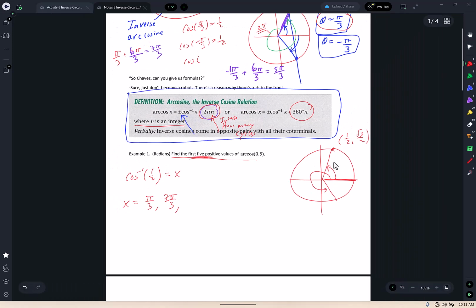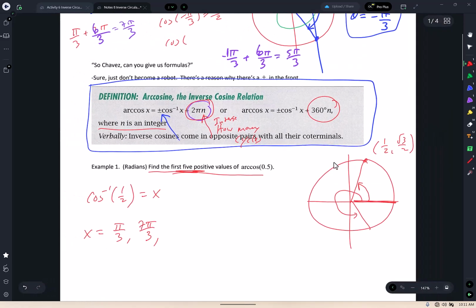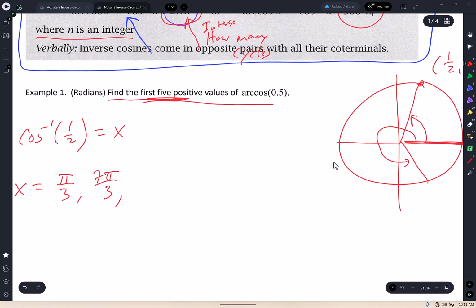I think we might have even done it. It's up here. Oh, look, I made a mistake. I wrote 7 pi over 3. It's not 7 pi over 3. The one that's 5 pi over 3 comes first, and then 7 pi over 3. Yeah, that was a mistake on me, guys. I didn't do it on purpose.